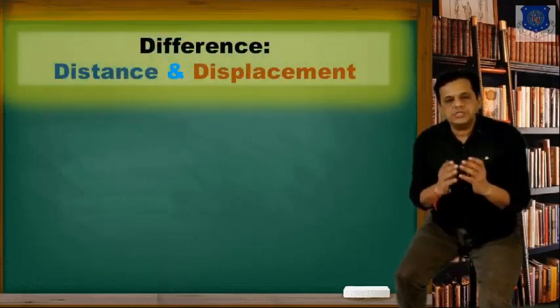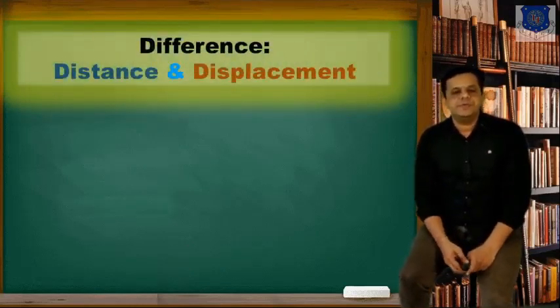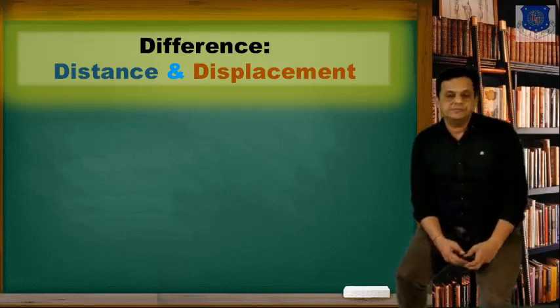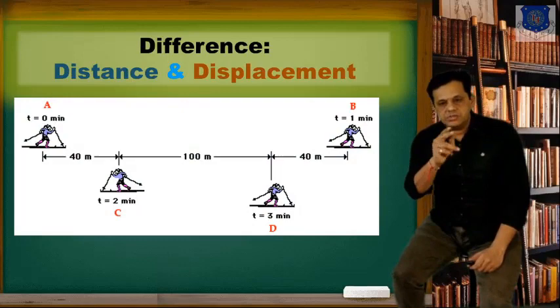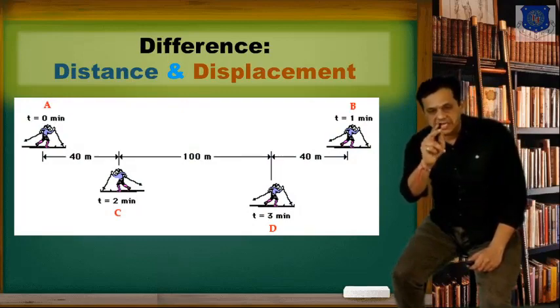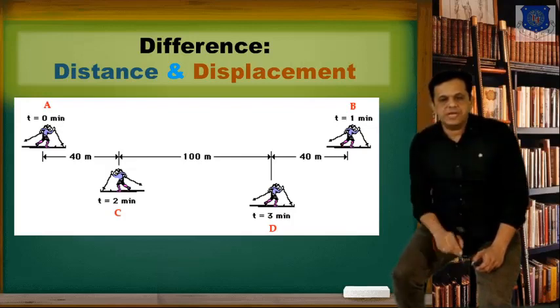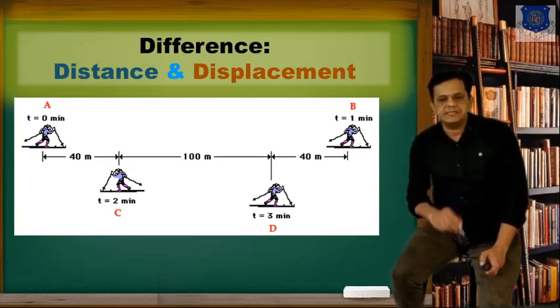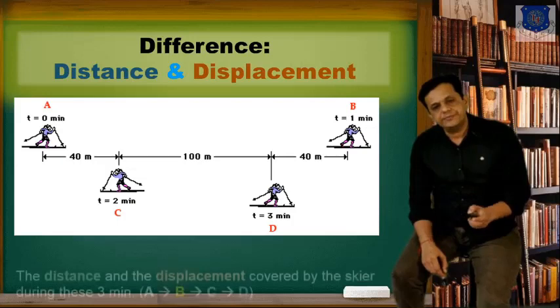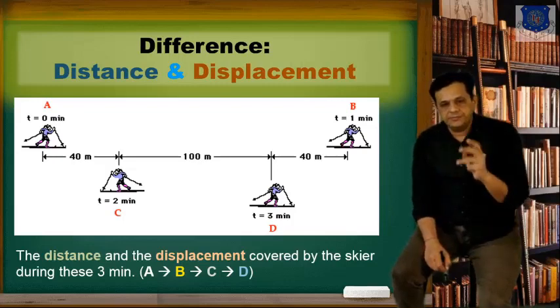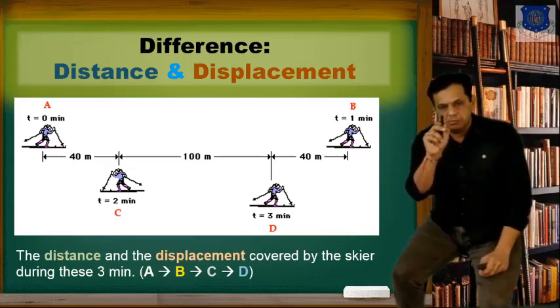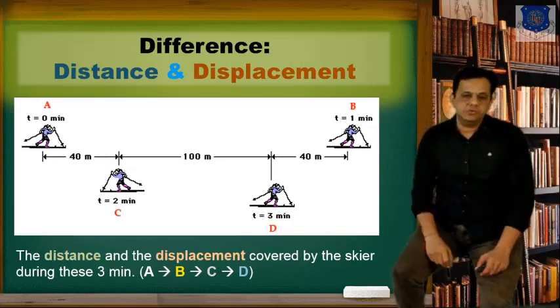First of all, we'll see what is the difference between displacement and distance, as we started with. Let us see one figure. Starting from point A to B to C to D, we have to travel in 3 minutes. Let us take an example of this skier. We have to measure the distance and displacement covered by the skier during these 3 minutes, from A to B, B to C and C to D.